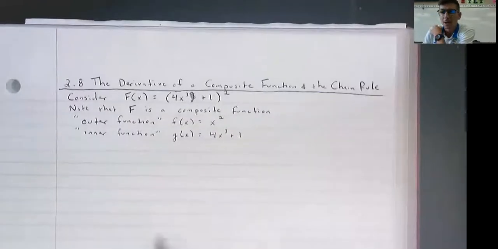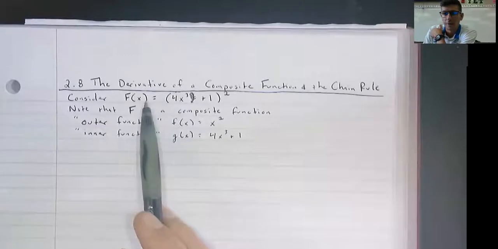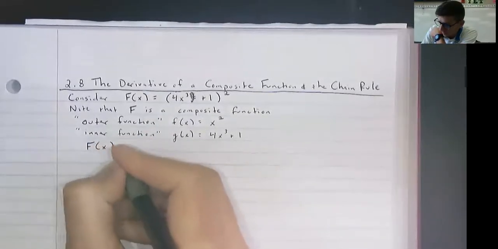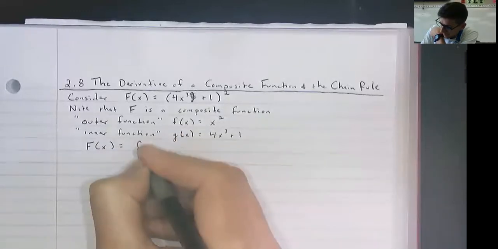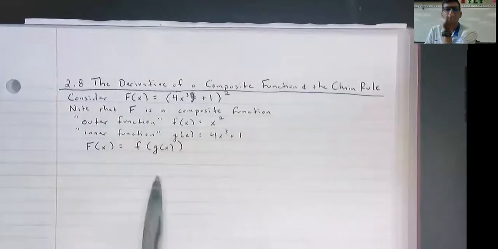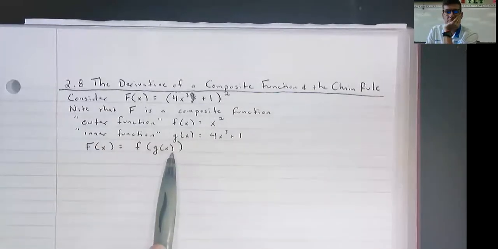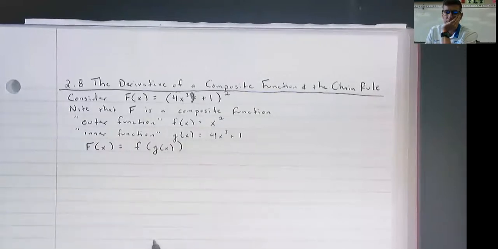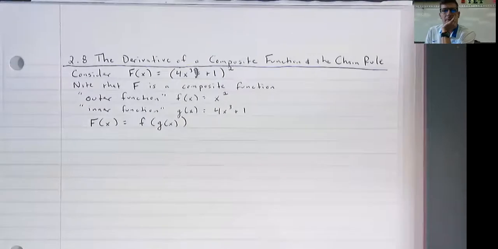And so if we were so inclined, we could define big F of x as f of g of x, that composite function. So f being the outer function, x squared, g being the inner function. That makes some sort of sense to us, hopefully. And that will come back in a minute.